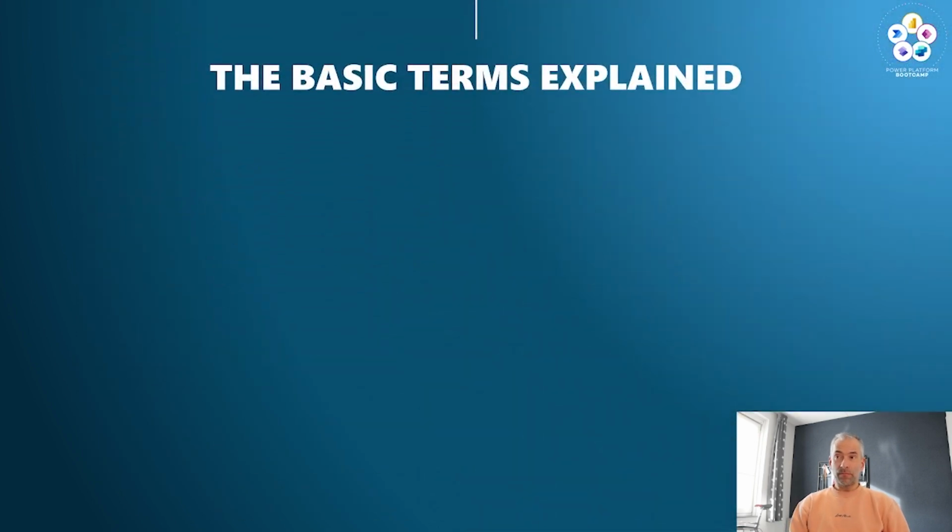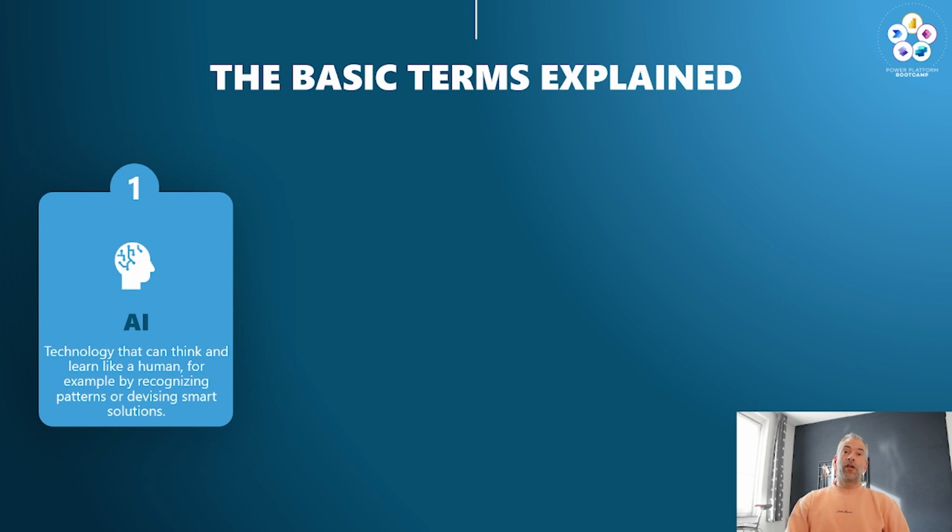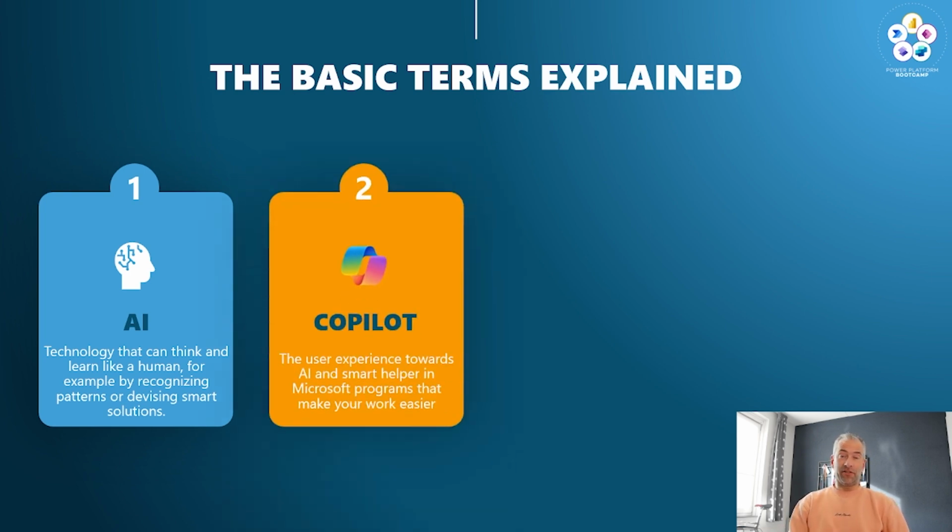All right, let me explain some basic terms. We are talking about AI. When I went to school 25 years ago, artificial intelligence was already something I learned. It's technology where computers can think and learn like a human by recognizing patterns. Basically, that is artificial intelligence. Copilot is like a magical word for everybody. If you don't know it, maybe Copilot can do it.